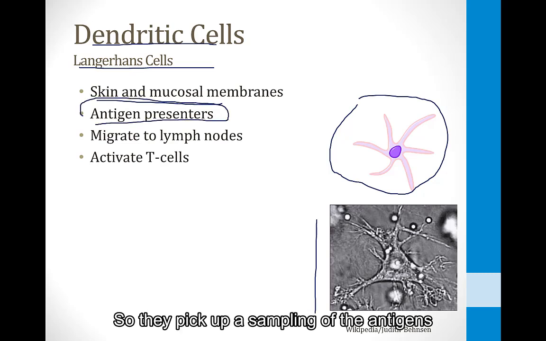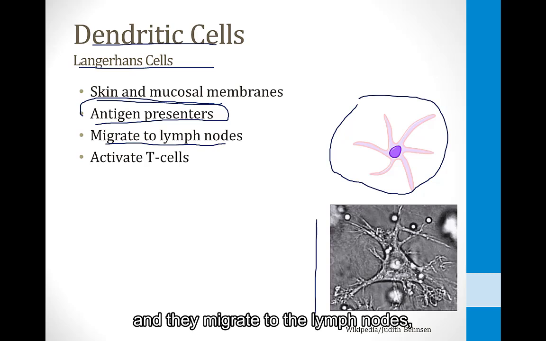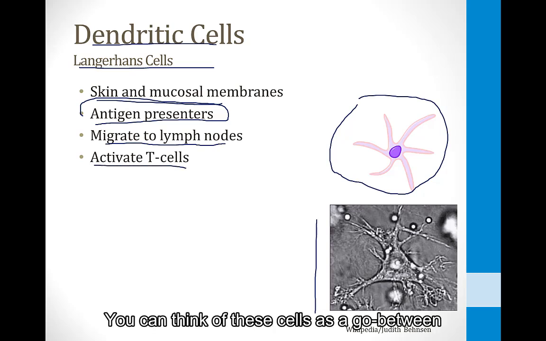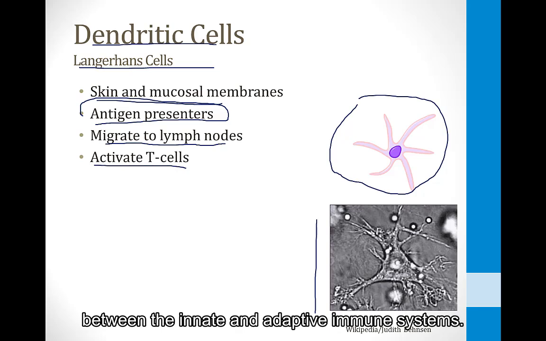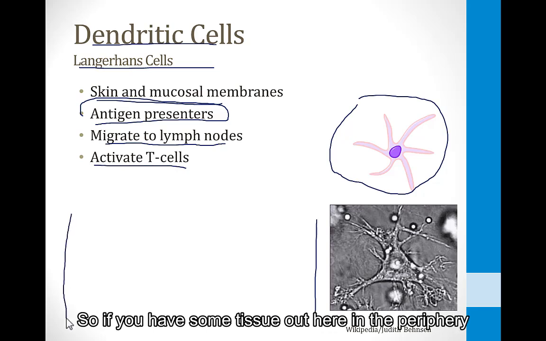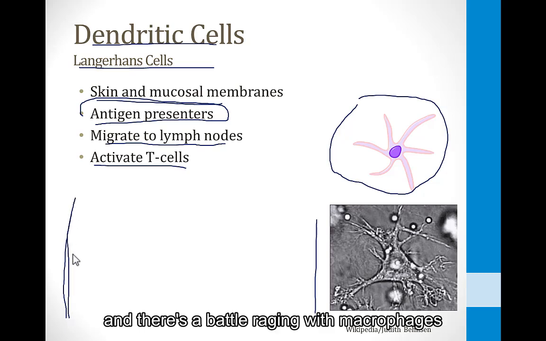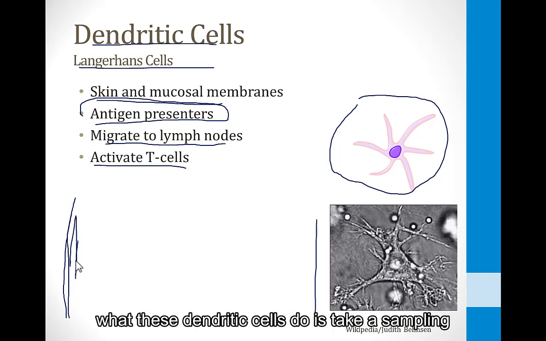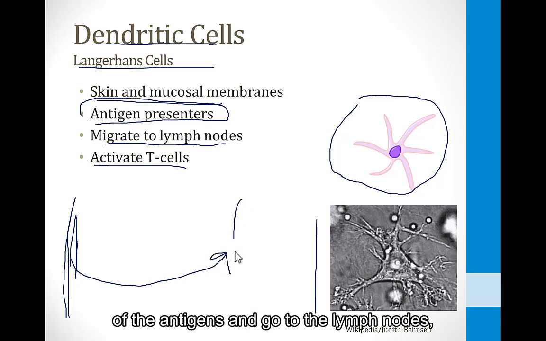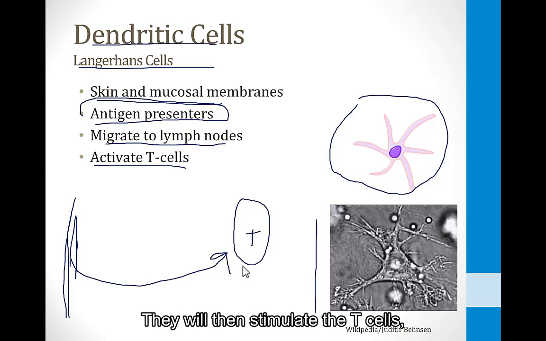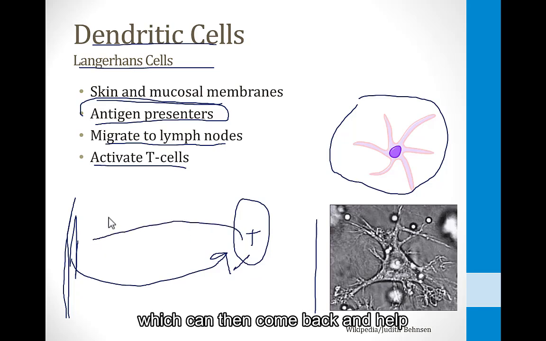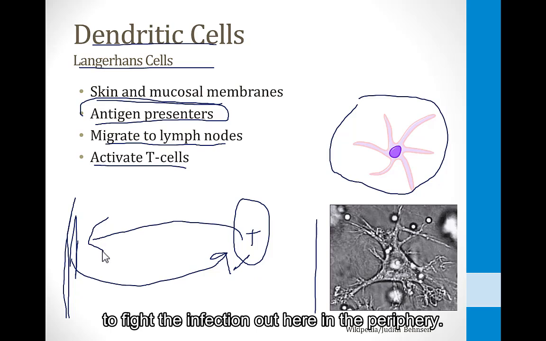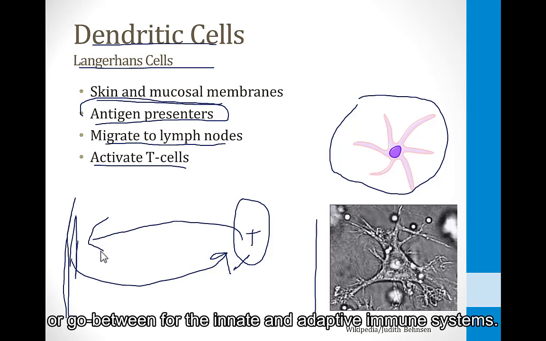So they pick up a sampling of the antigens found in the skin and mucosal membrane, and they migrate to the lymph nodes where they activate T cells. You can think of these cells as a go-between between the innate and adaptive immune systems. So if you have some tissue out here in the periphery and there's a battle raging with macrophages and neutrophils fighting a pathogen, what these dendritic cells do is take a sampling of the antigens and go to the lymph nodes, which is where you find the T cells. They will then stimulate the T cells, which can then come back and help to fight the infection out here in the periphery. As I said before, they're like a communicator or go-between for the innate and adaptive immune systems.